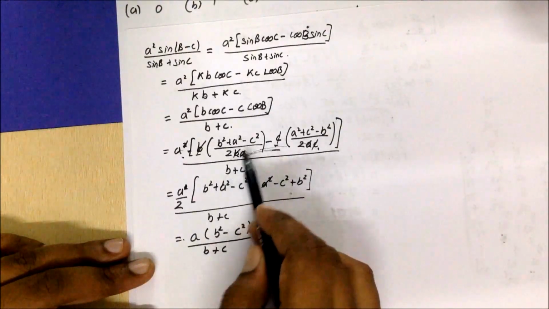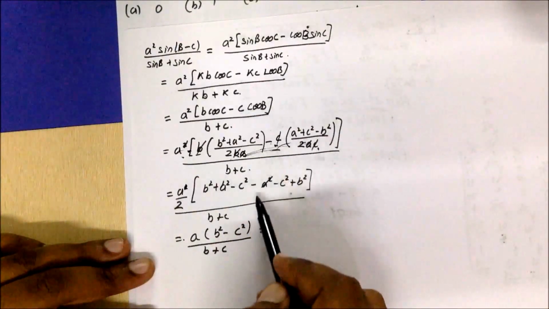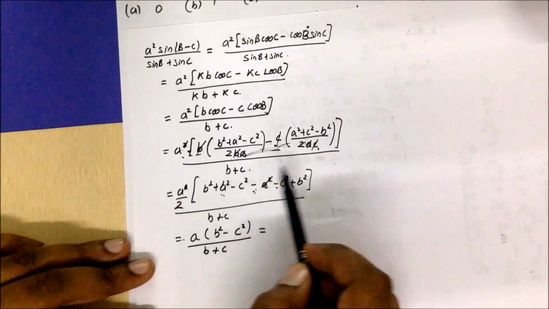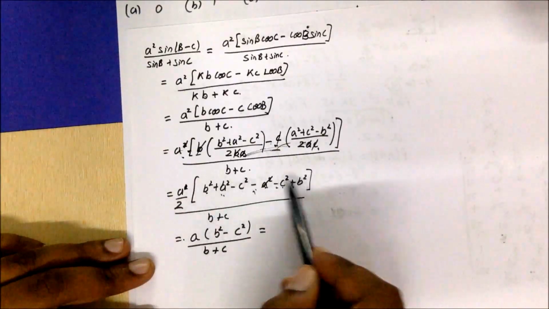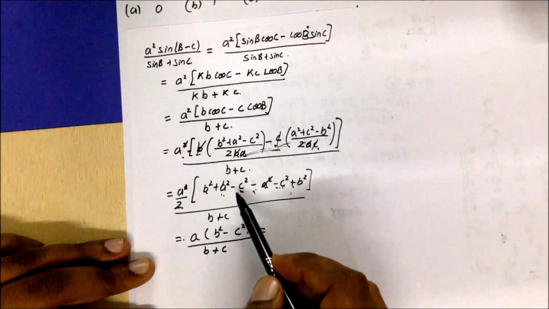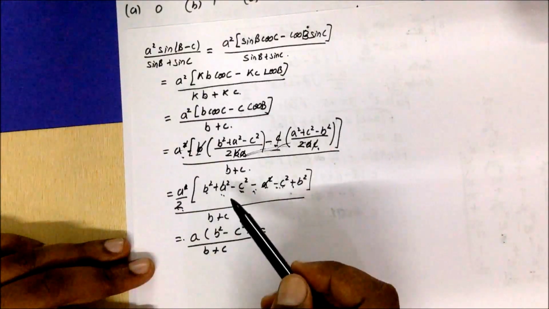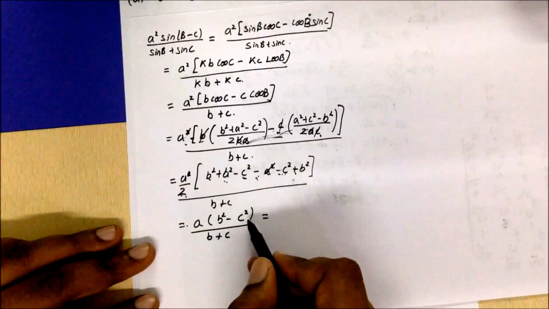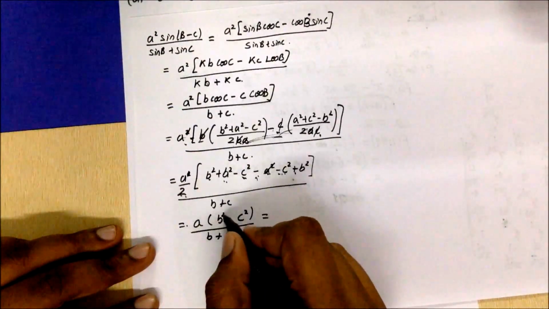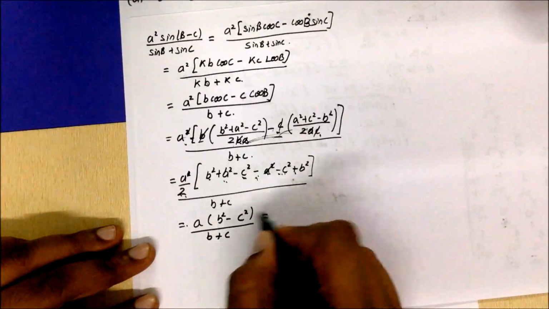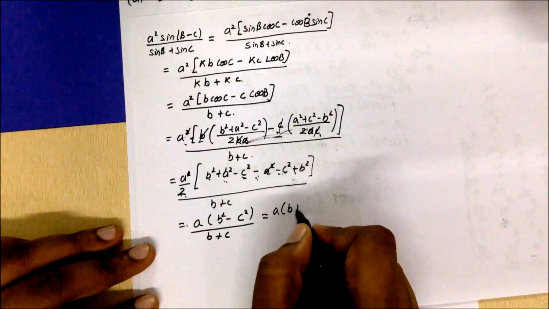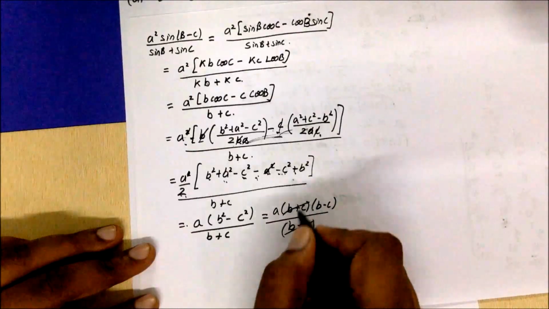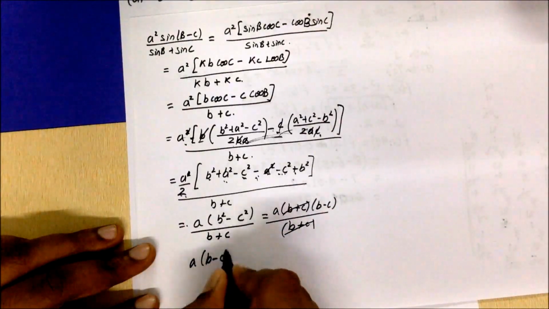Then, when you open this particular bracket, you're getting minus a square minus c square plus b square. The a square gets cancelled, and you're left with 2b square and minus 2c square. You can take the 2 common, it gets cancelled with this particular 2, and what you'll be getting is a into b square minus c square. So you can apply your a square minus b square form. That's going to be a into b plus c into b minus c. That gets cancelled with the denominator. So you are having a into b minus c.